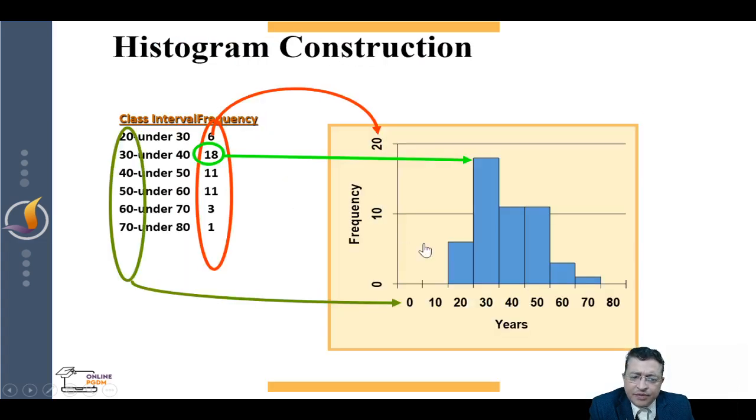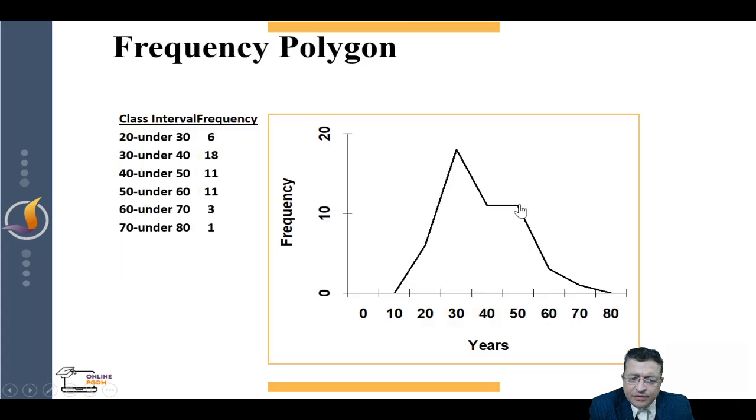If I join the midpoint of the classes, then you will find this type of curve, this type of line graph, which is nothing but a frequency polygon.